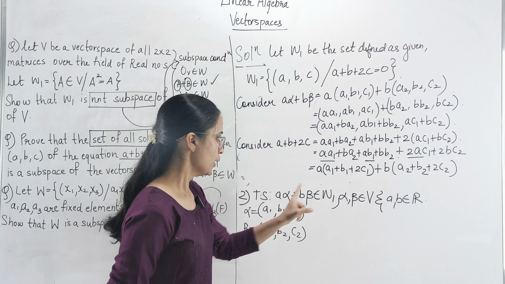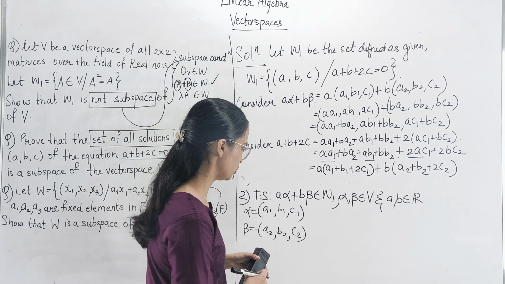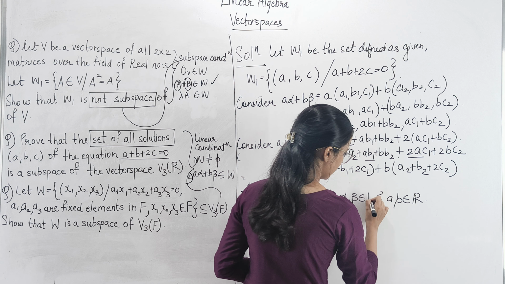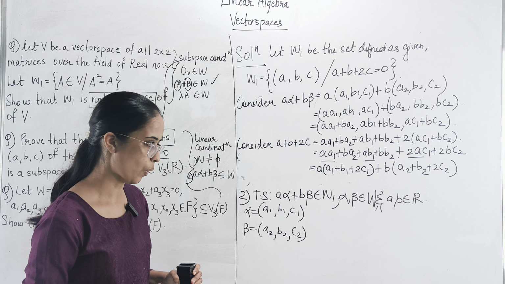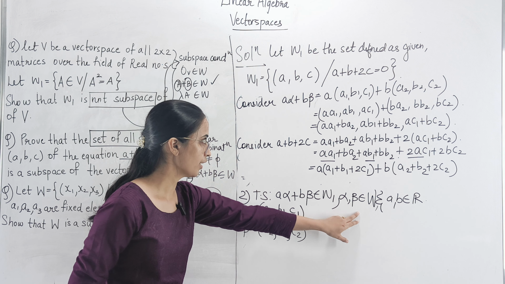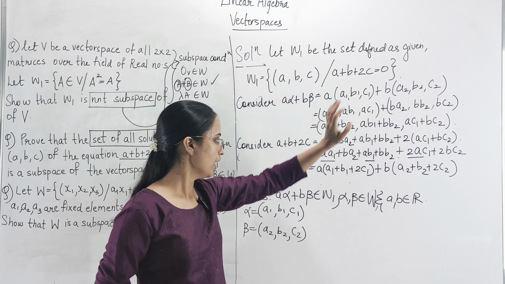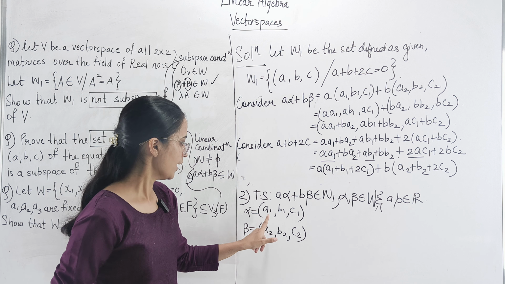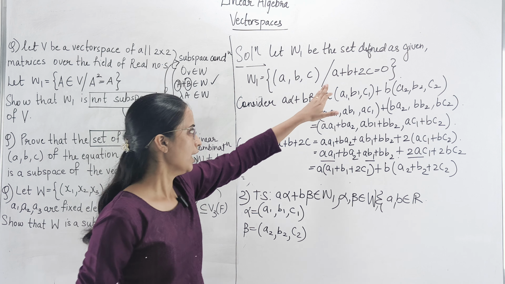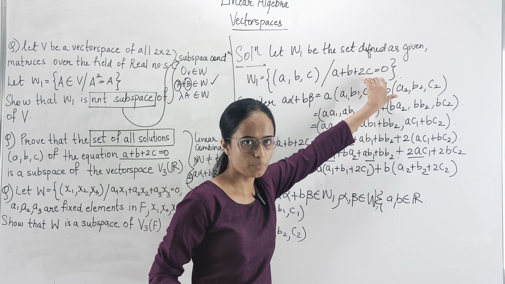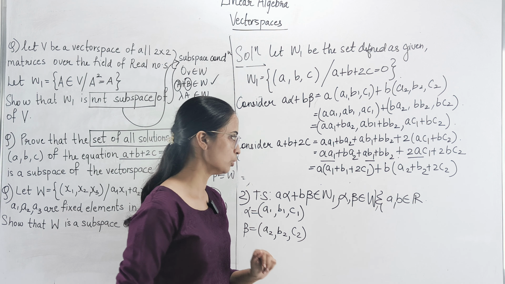Now remember, if you see, I have taken A1, B1, C1, A2, B2, C2. This is from the given subspace W, given set W1. If these belong to W1, it means they already satisfy this condition. That means I can say that if A1, B1, C1 is a tuple belonging to W1, it means that A1 plus B1 plus 2C1 would be equal to 0. Likewise A2 plus B2 plus 2C2 would also be equal to 0.